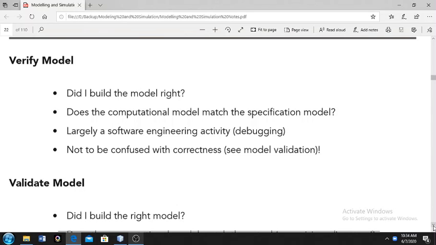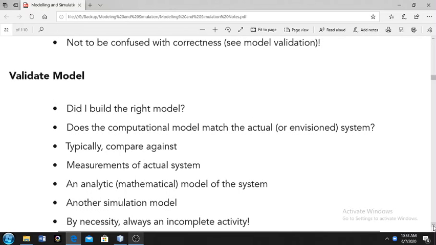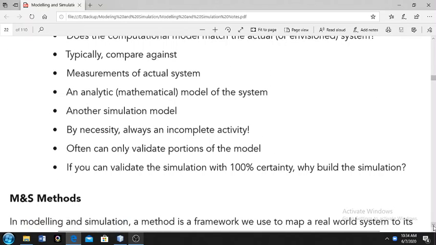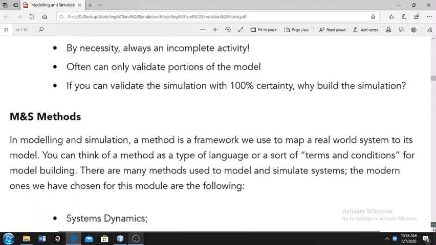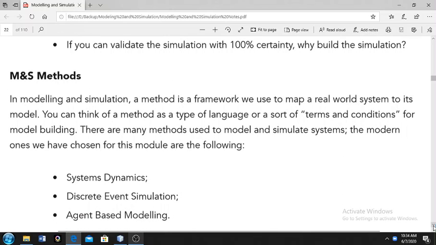So you validate: does a computational model match the actual system? Measurement of actual system, analytical model, analysis. So here in brief, you validate whether what is developed matches the specification. So what are the modeling and simulation methods?